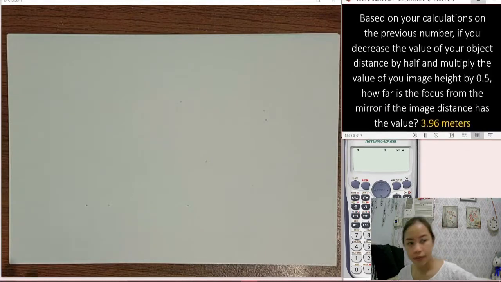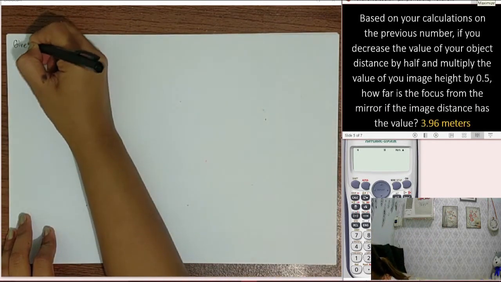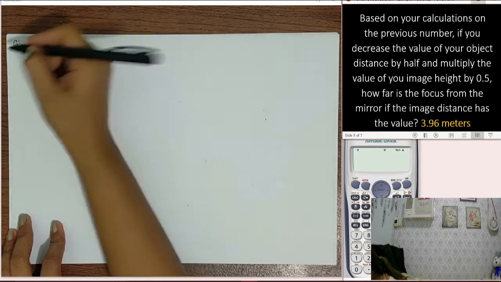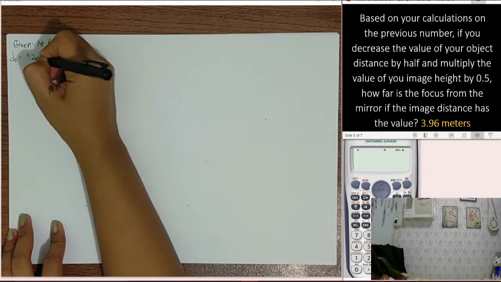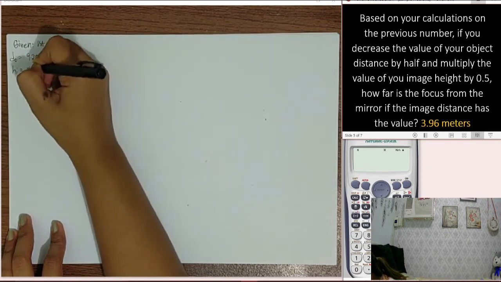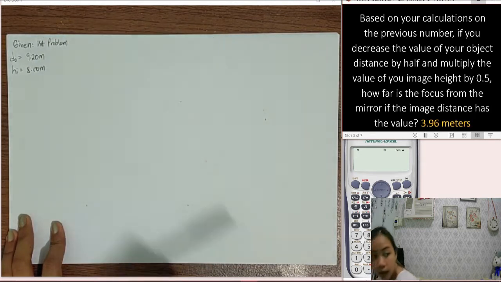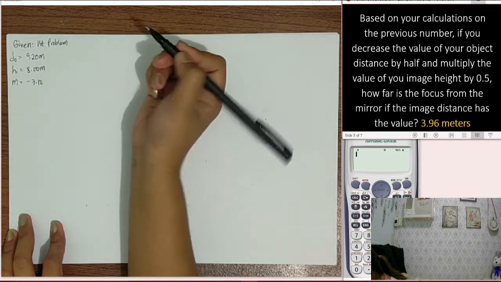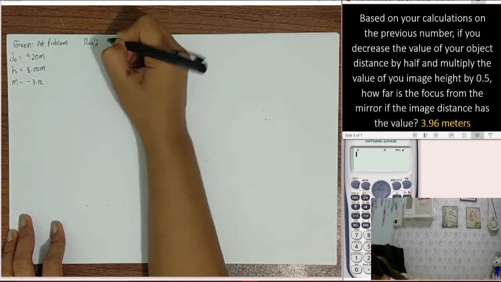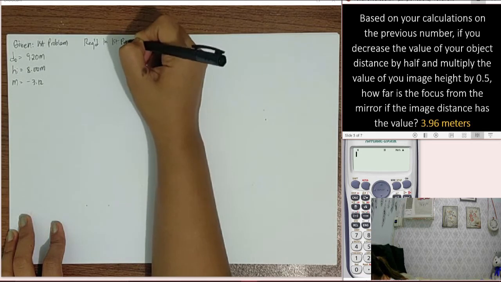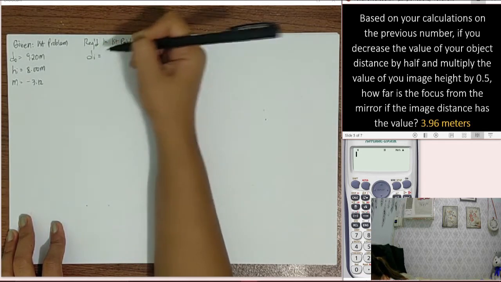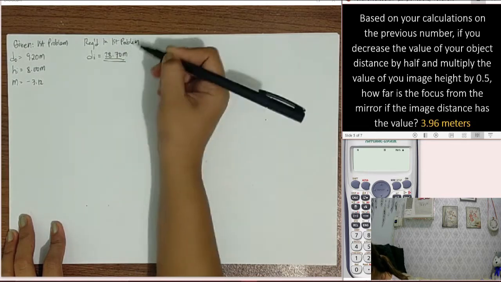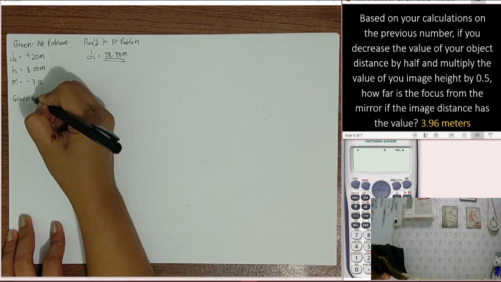So here we have the set of givens. First, we're going to list again the givens of the first problem. The DO there is 9.1 meters. The HI is 8 meters. And then we have the M. Next, the required in the first problem is the DI. And the value of DI is 28.70.